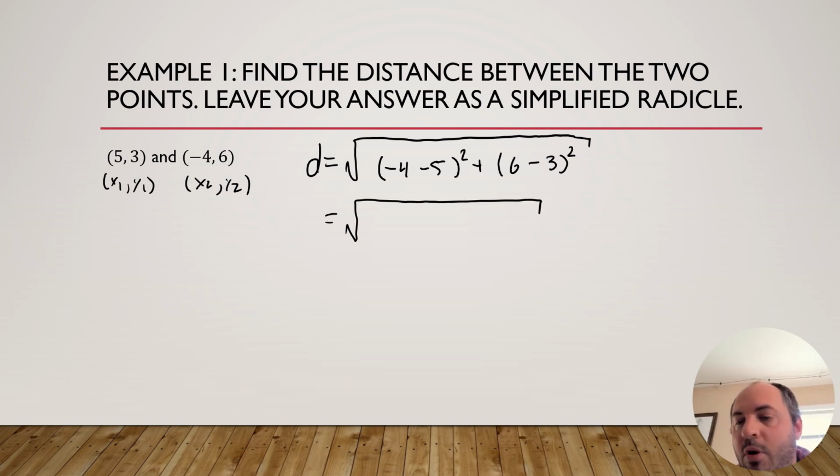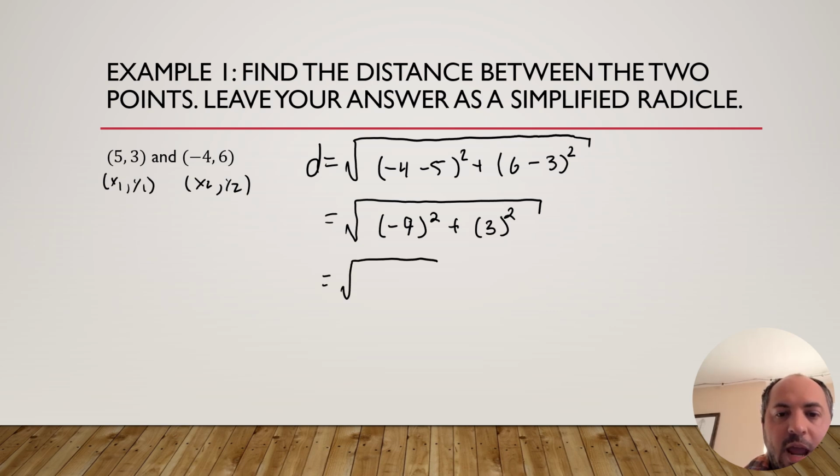Negative 4 minus 5 gives us negative 9. I'm going to keep that inside a set of parentheses so I don't forget that the negative has to get squared as well. This is a common mistake that will happen if you don't use parentheses. Then 6 minus 3 is just going to give me 3. Again, I'm going to put that in parentheses just to keep good practice. Now all I need to look at is negative 9 squared, which is 81, and 3 squared is 9. That brings me to the answer: the square root of 90.